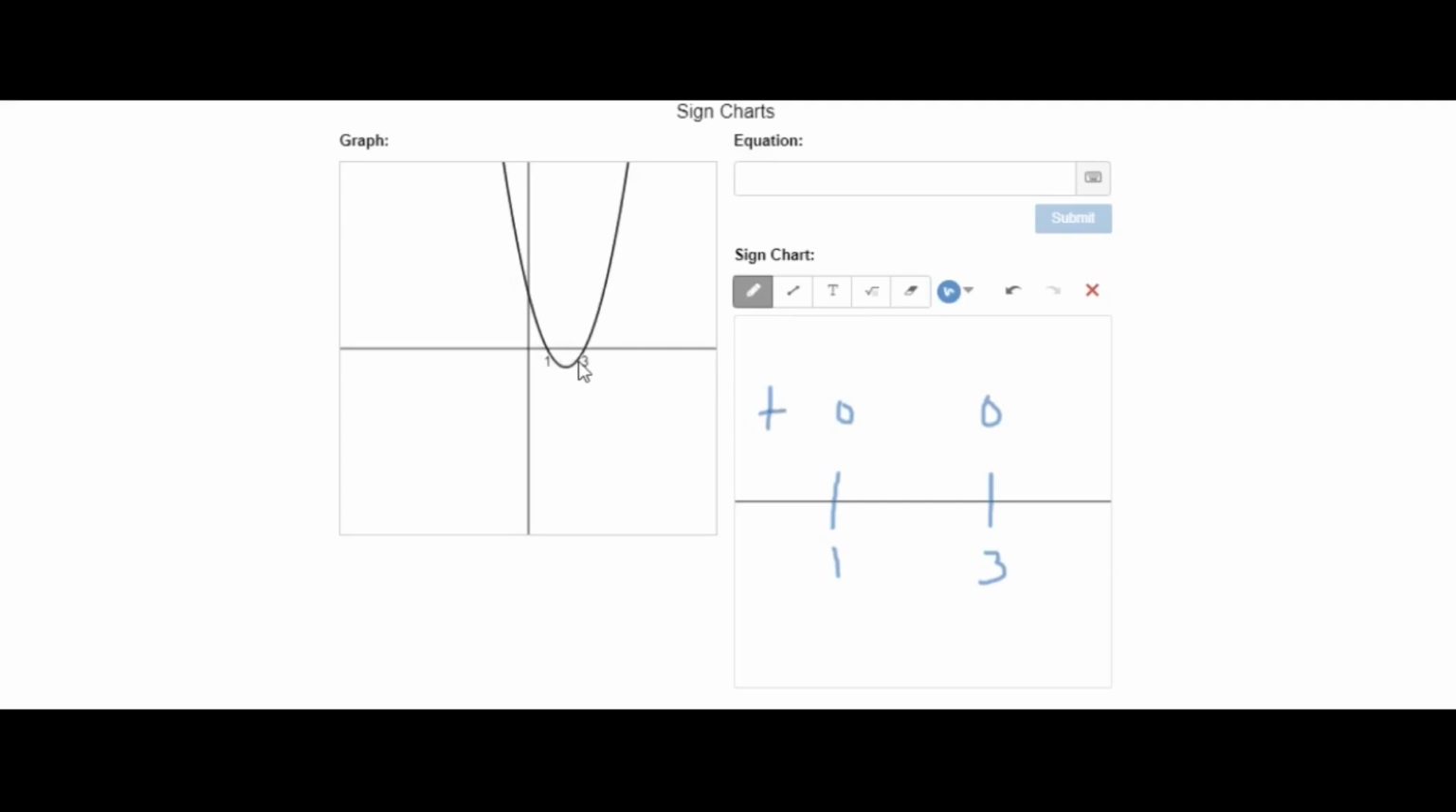Then between 1 and 3, I'm below the x-axis, so I'm going to call that negative. So this is negative, minus sign. And then on the right side of 3, I go back to being positive, so I put a plus sign. So this is how you can create a sign chart using Desmos.